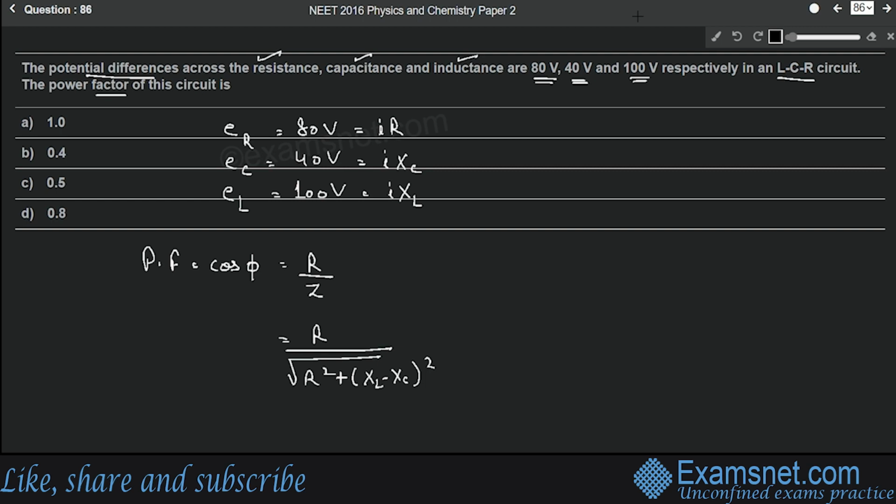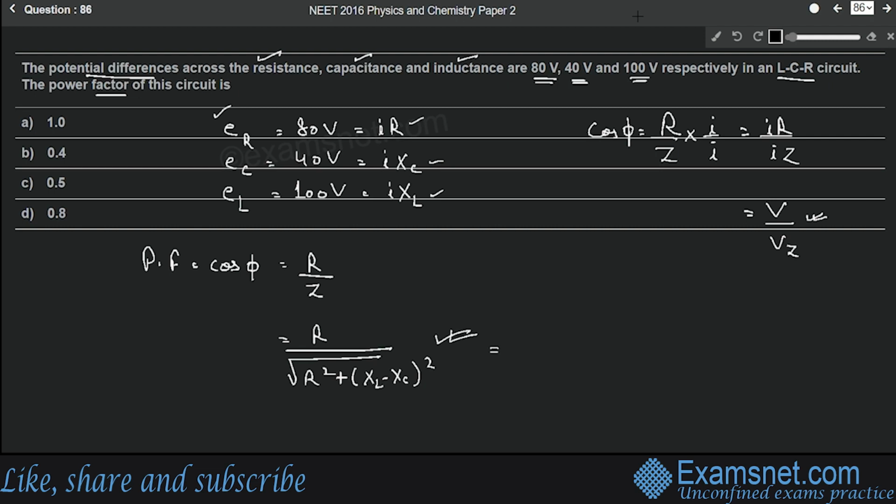Right. Now here the values of R, XL and XC are not given. Instead, the values of potential differences are given. Okay. That means IR, IXC and IXL. So if we multiply and divide this expression R by Z by the current I, then it will be equal to IR upon IZ. Okay, that will be same as the cos phi, or the power factor. So in place of IR and IZ, we can write VR by VZ. Okay, that means in this formula, if we don't have the value of resistance, we can put the values of potential difference also, because this will also fit here.